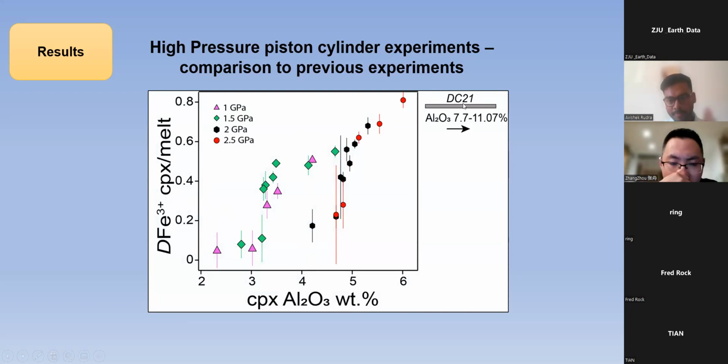And when we plotted the Davis and Cottrell data, it makes sense, right? Because their pyroxenes have much higher aluminum concentration than our pyroxenes, and it is expected that those experiments will have higher partition coefficients because they are high in aluminum. So there is a huge effect of aluminum in CPX that is controlling the CPX melt ferric iron partition coefficient.